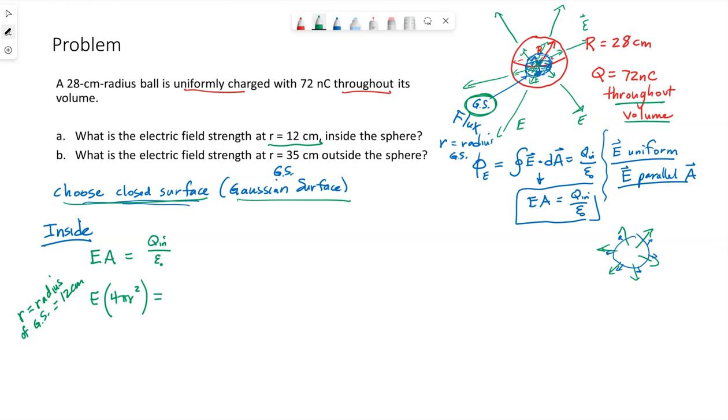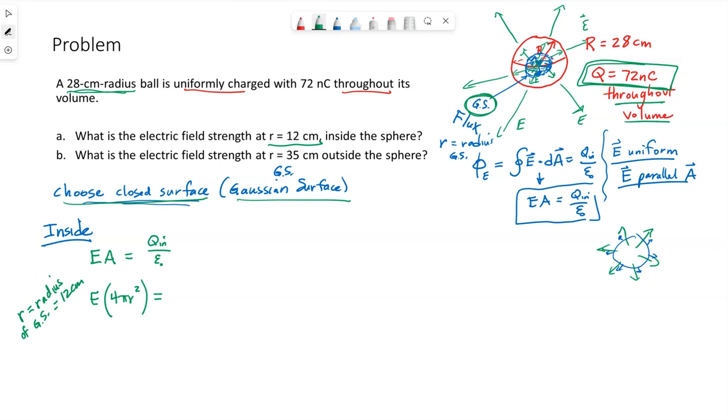All right, charge within. There is not 72 nanocoulombs within this new little sphere I've drawn. There is not 72 nanocoulombs within this Gaussian surface. That 72 nanocoulombs is spread throughout the entire 28 centimeters of the ball.